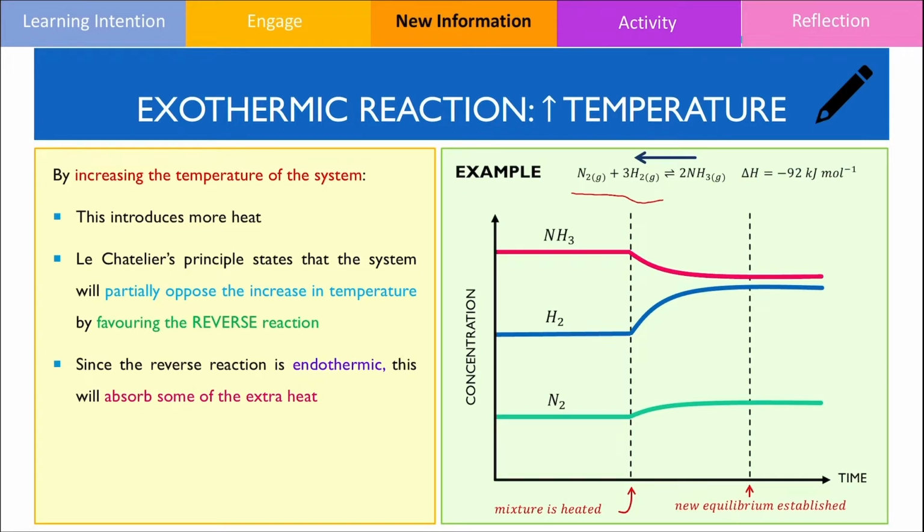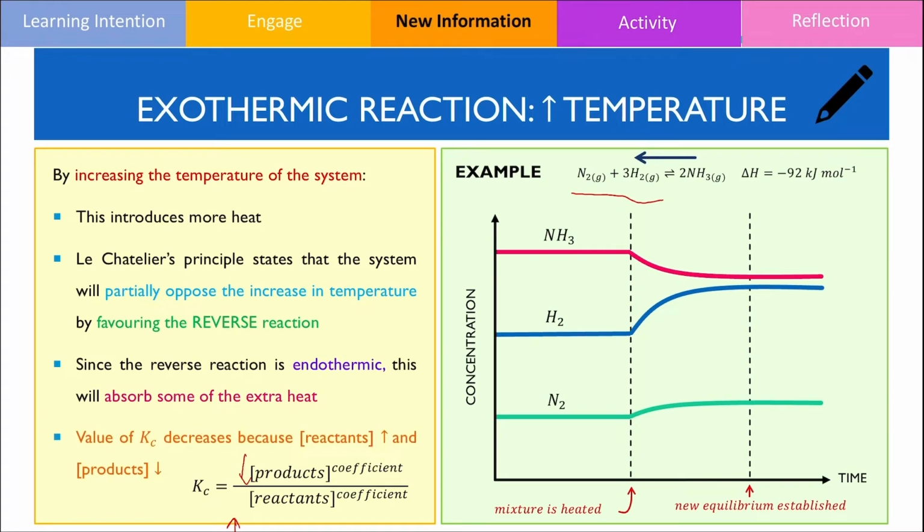Let's now consider how increasing temperature affects the value of the equilibrium constant. We know that the equilibrium constant is a ratio of the concentration of the products over the concentration of reactants. Since the concentration of the products has decreased while the concentration of the reactants has increased, the value of Kc will decrease and become smaller.